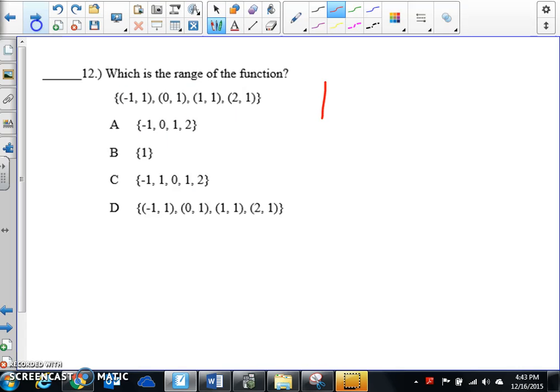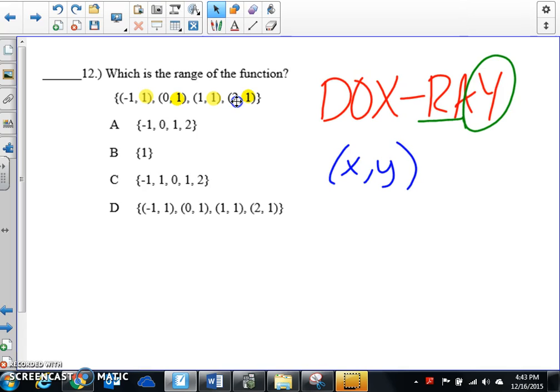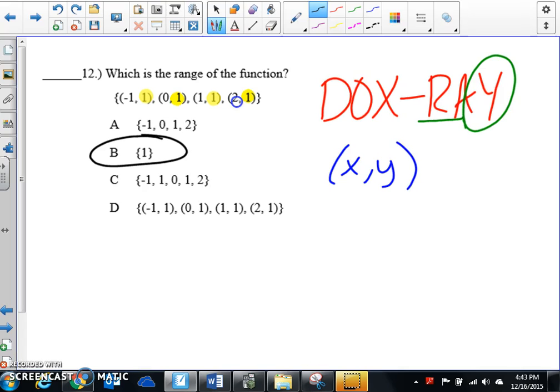Okay, if you see domain or range, you should write DoXRaY. This helps you because the range are your y values. So all you need to do is go through and highlight the y values, right? Because each point is x, y. So it's the second. So all I see is 1. So my answer is B.